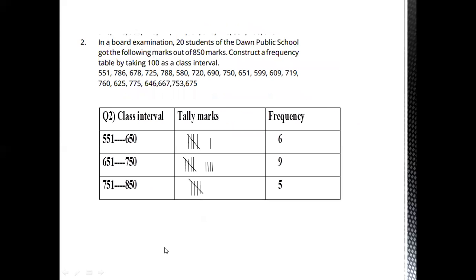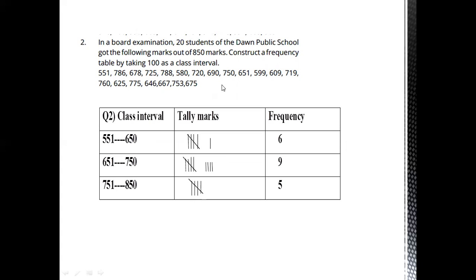Now come to question number 2. Question number 2 is, in a board examination 20 students of the Dawn Public School got the following marks out of 850 marks. Construct a frequency table by taking 100 as the class interval. Now they tell us, in the previous one they didn't tell us how much interval to take. We took 72 interval and they said that classes should be 5, so we made 5 classes. But here they gave us the size between the lower limit and upper limit: 100. Okay, and the given data is this.